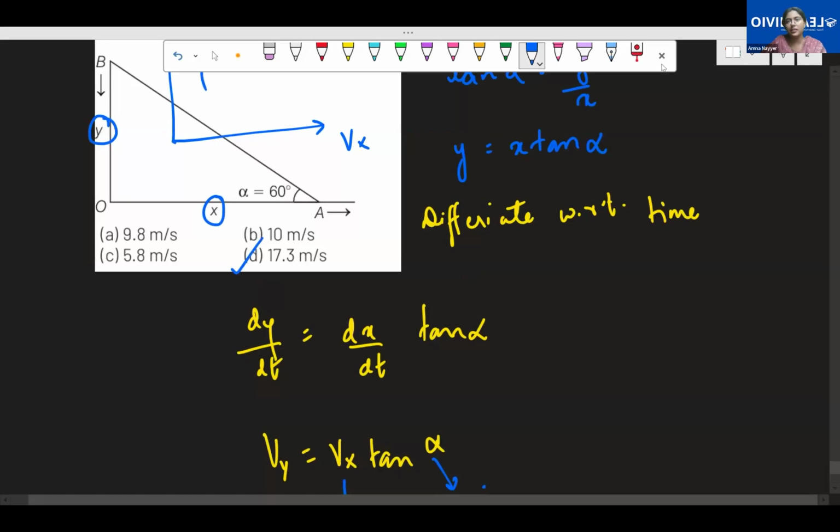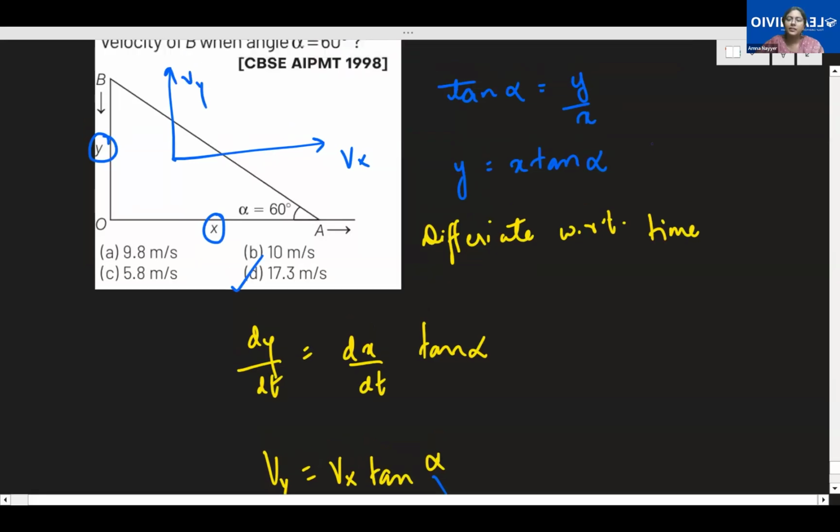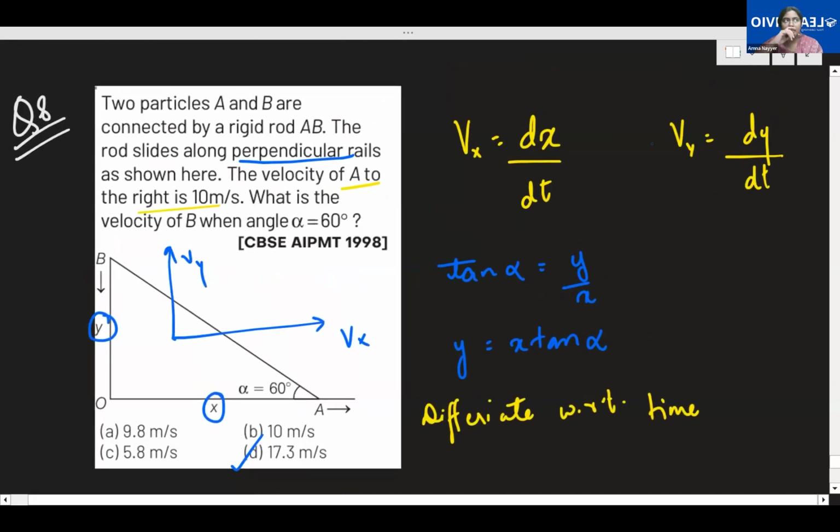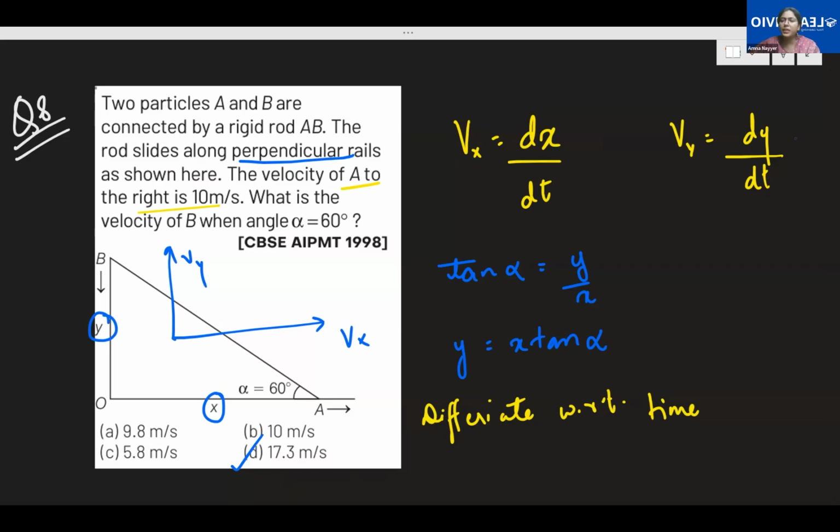Got it? Maha, in the next class, I'll discuss relative velocity in 2 dimensions. Fine, that would be the last topic from this. And this question you can copy it in the next class.